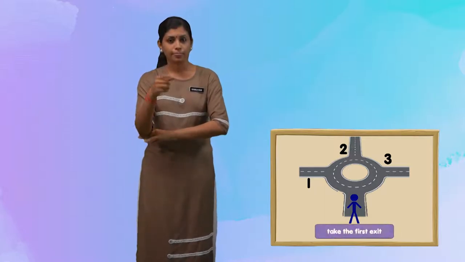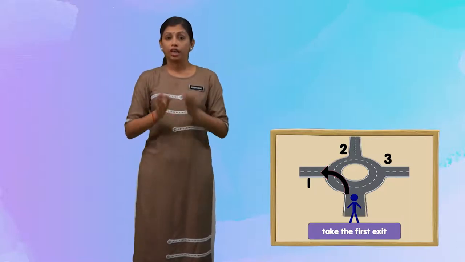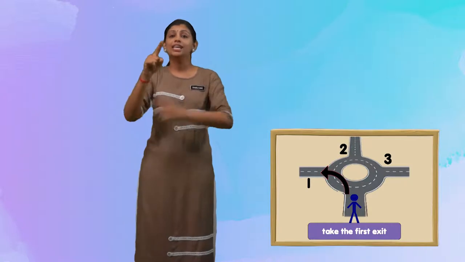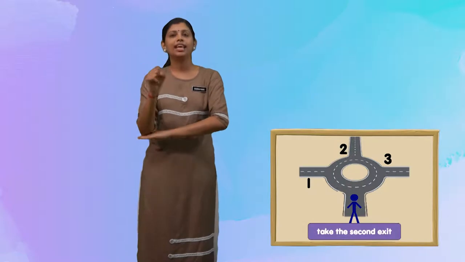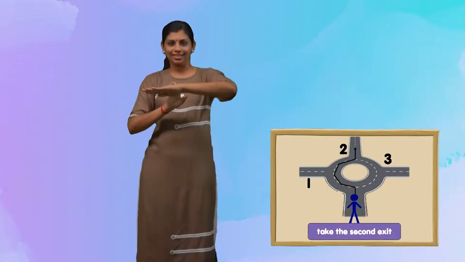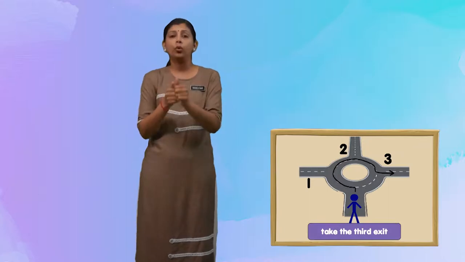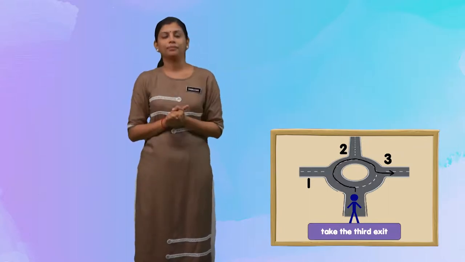And if we are taking this exit, we shall say, take the first exit. If we are taking the second exit, we shall say, take the second exit. If it's the third, then you say the third exit. You follow the numbers. The fifth word is here.